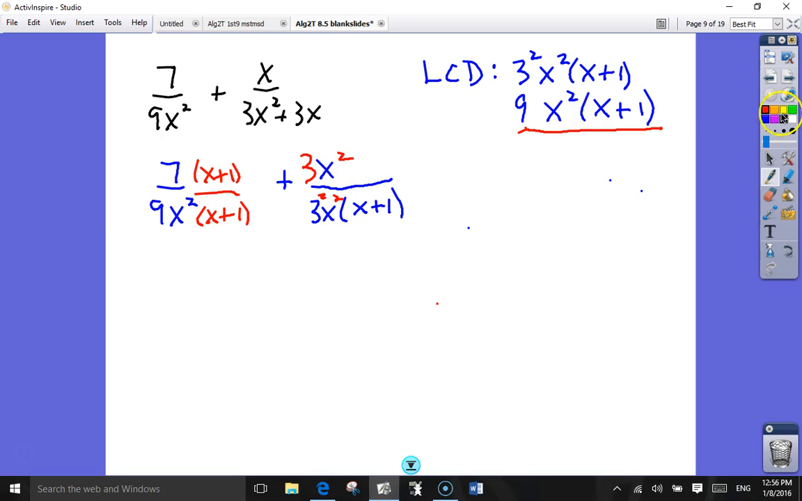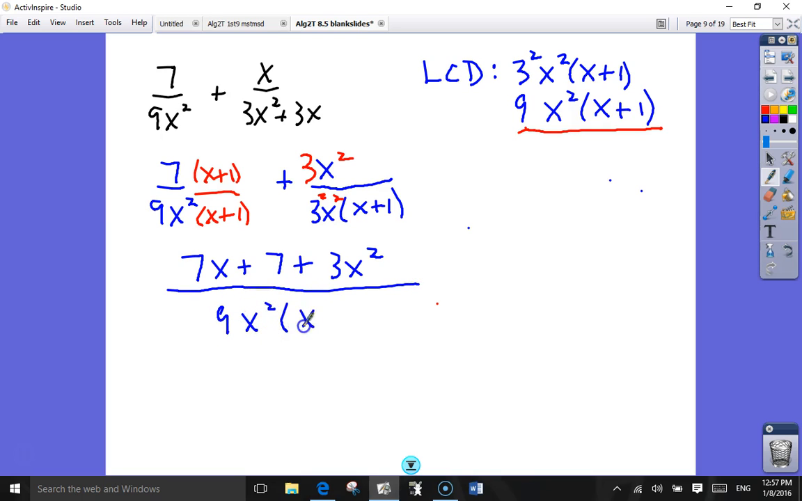Okay, now do both fractions have the same denominator? They do. So how do we add fractions when they already have the same denominator? You add the numerators. So 7x plus 7 plus 3x squared divided by 9x squared times x plus 1.